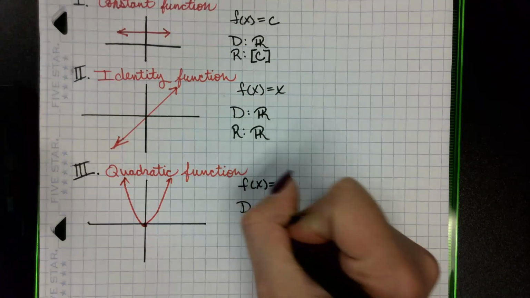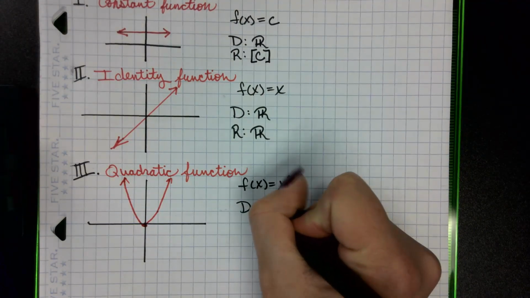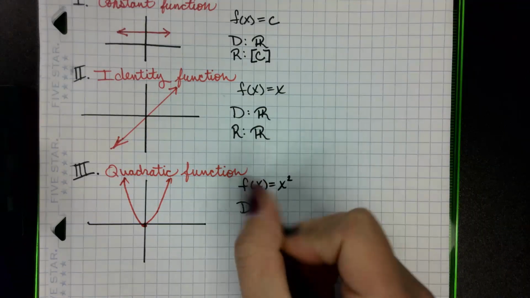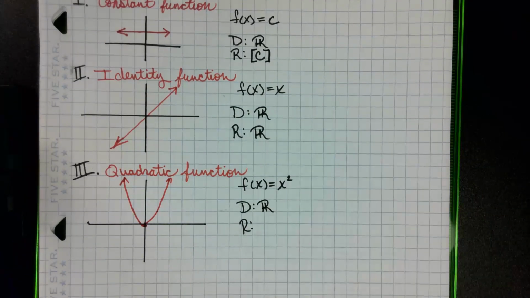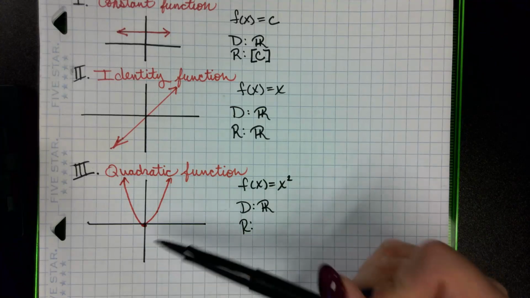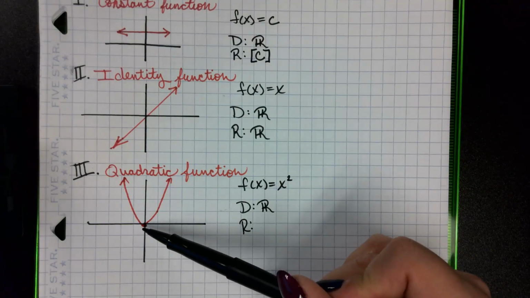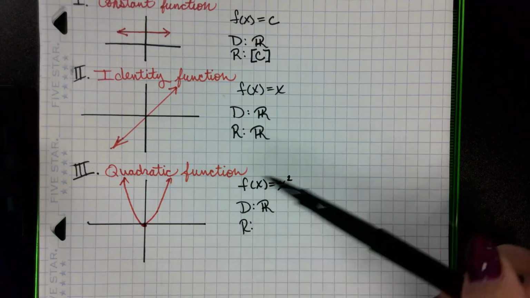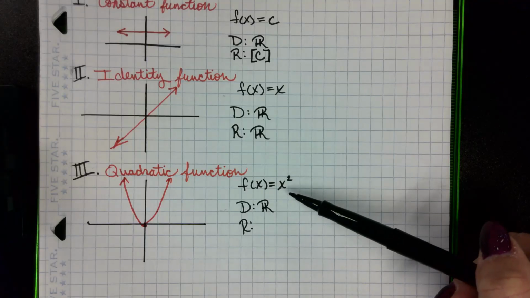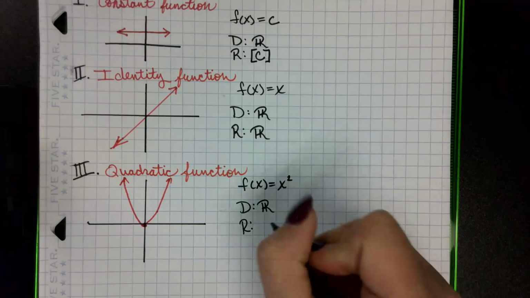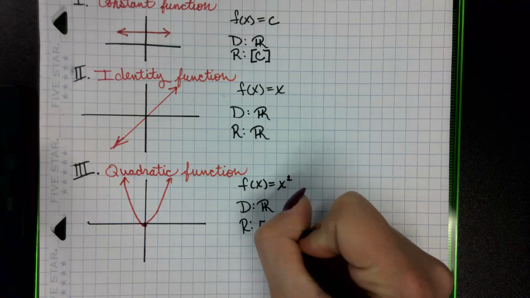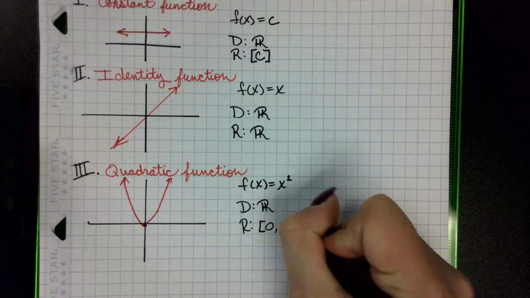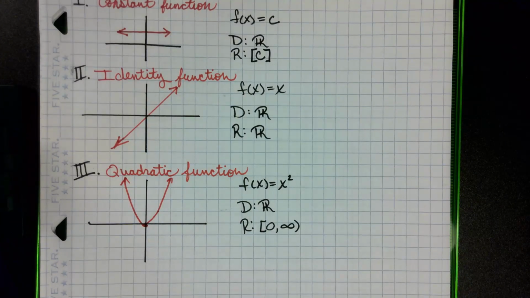And the domain, left to right, goes on forever, so the domain is all real numbers. But the range on this one, it does not go on forever. There is nothing below the x-axis. So our minimum range value is 0. 0 is included because we plug 0 into the function. 0 squared is 0. So we have a bracket, 0 to infinity for the range.